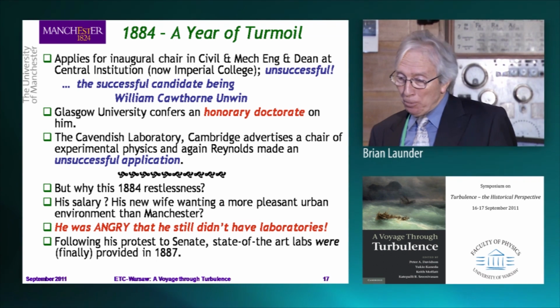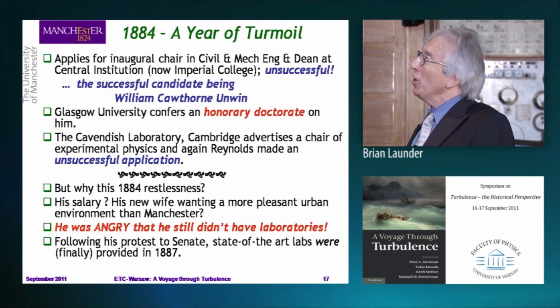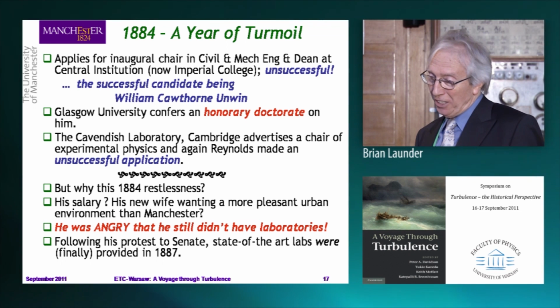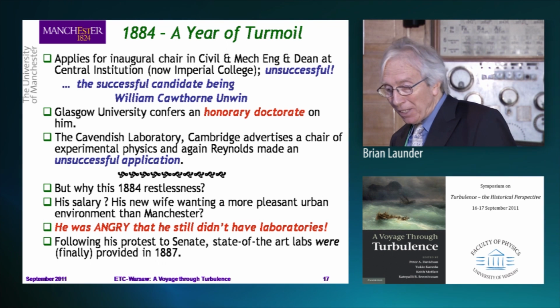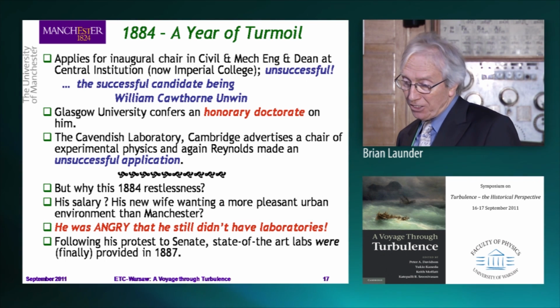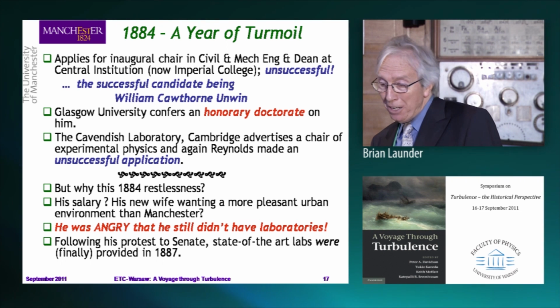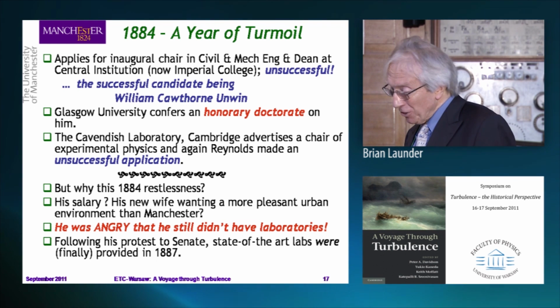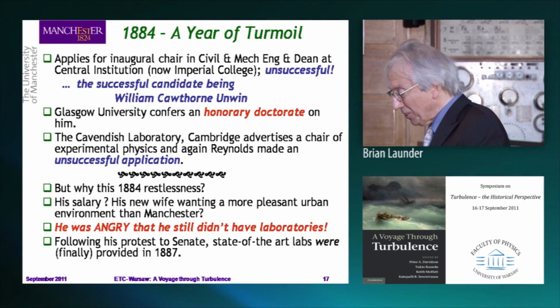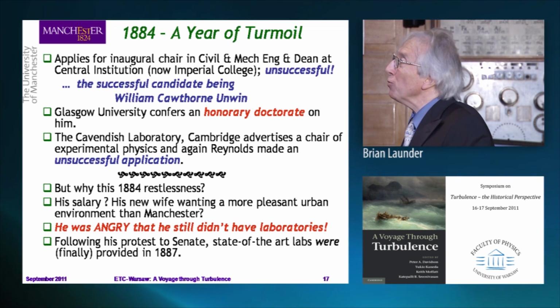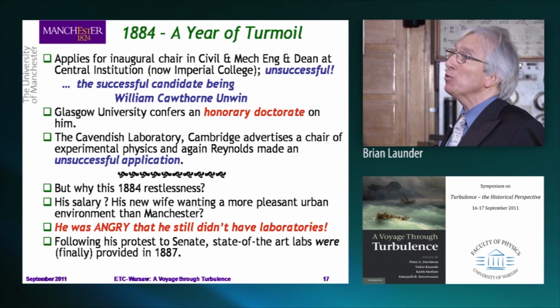Well, after that disappointment, Glasgow University, to which James Thompson had moved to join his brother, Lord Kelvin, conferred an honorary doctorate on Reynolds. Then the chair vacated by Clerk Maxwell at Cambridge became available. Reynolds again applied for that, but again it was unsuccessful. On that occasion, it was his former student, J.J. Thompson, who was appointed at the age of 27. And in the written article, I quote from a very generous letter of congratulations that Osborne Reynolds sent to J.J. Thompson on his success.